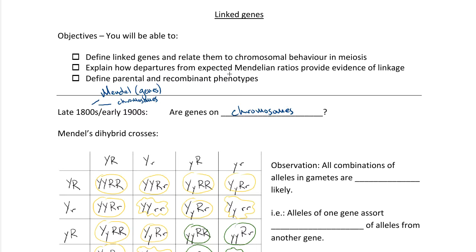Both genes and chromosomes were known to be paired in diploid cells. They both separated in meiosis, and they both paired back up in fertilization. So it made sense that genes might be on chromosomes, but there wasn't strong evidence for it yet. Evidence that genes were on chromosomes came with the discovery of linked genes.